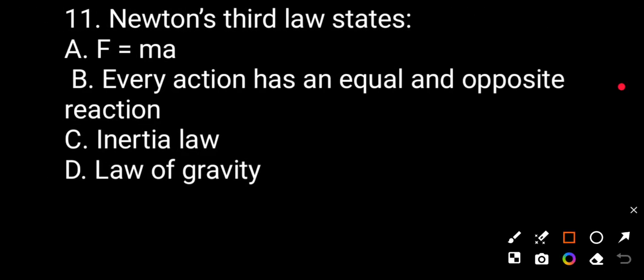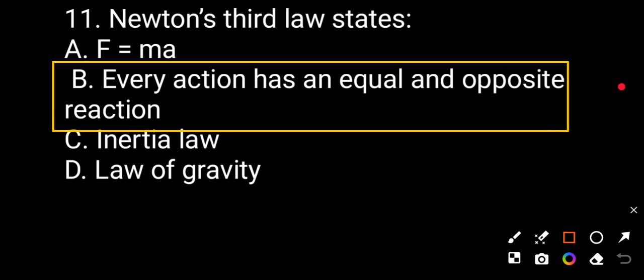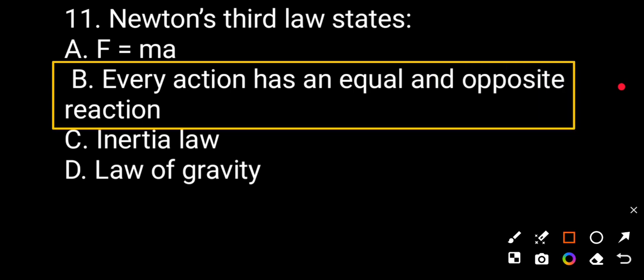Question number 11. Newton's third law states option A, F is equal to ma; option B, every action has an equal and opposite reaction; option C, inertia law; option D, law of gravity. Correct answer will be B. Newton's third law states that every action has an equal and opposite reaction.